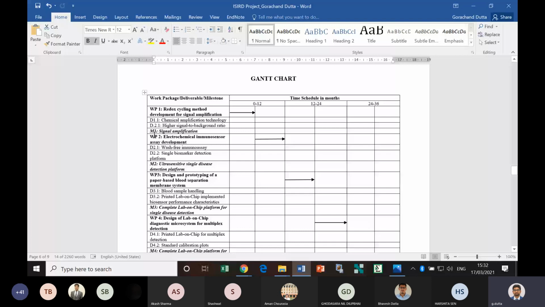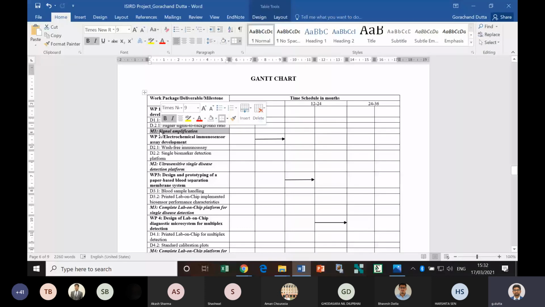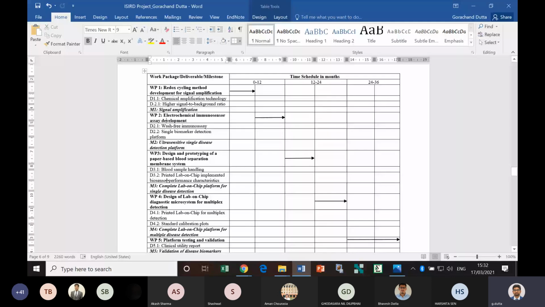The signal amplification, right? So after this work package 1, the milestone will be signal amplification. This problem you will have solved, right? So that's why this will be the milestone. Then for the second work package, you can mention its deliverable and the milestone. So say ultrasensitive single digit detection. You will detect single detection first, one by one. So that will be addressed. That will be your milestone. Then slowly multiplex detection, and your milestone will be the multiplex platform development, like this way.